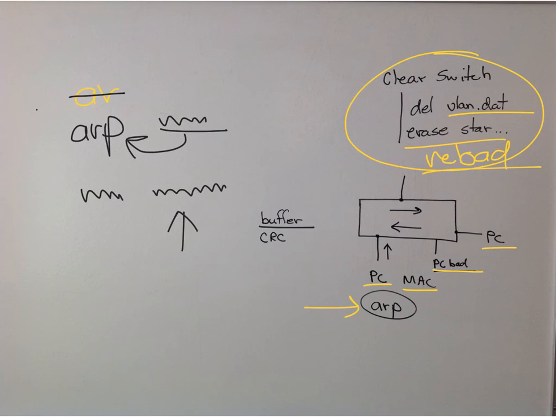We talked about a buffer in a switch, cyclic redundancy check, and we went through, you know, cut through, store and forward, and so forth, how a switch manages connections based on MAC addresses.